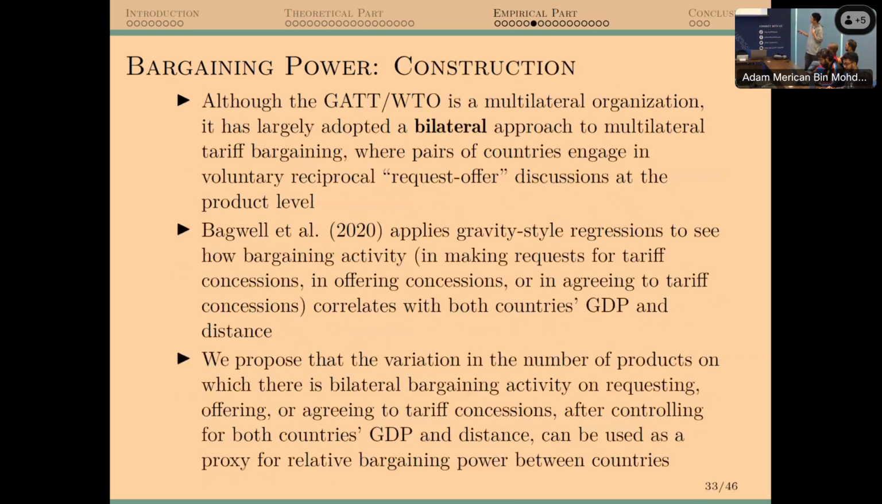So there are three ways of bargaining activities. We propose that the dependent variable is the number of products on which there are bilateral bargaining activities in three ways: requesting, offering, and agreeing to tariff concessions, after controlling for GDP and distance, which can be used as a proxy for the bargaining power between countries.